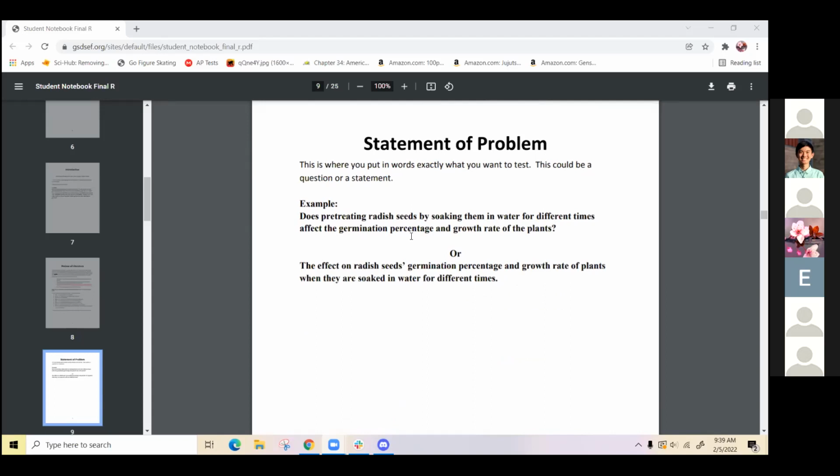So the statement of problem is the area where you want to put in words exactly what you're looking for, kind of like why you're doing this project, but also the goal of the project, what you're trying to accomplish. So for instance, in this case, it's the effects of radish seed germination percentage and growth rates of plants when they're soaked in water for different times. So it's mainly what you're testing, but also what you're trying to solve, if that makes sense, which is why it's the statement of the problem.